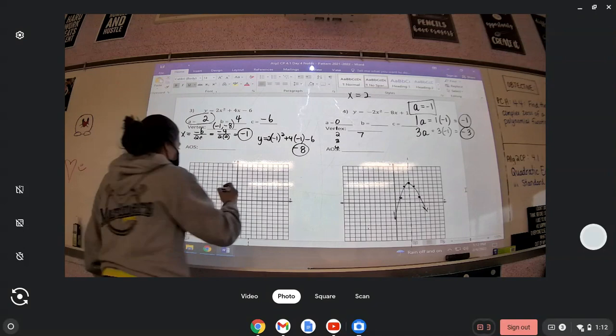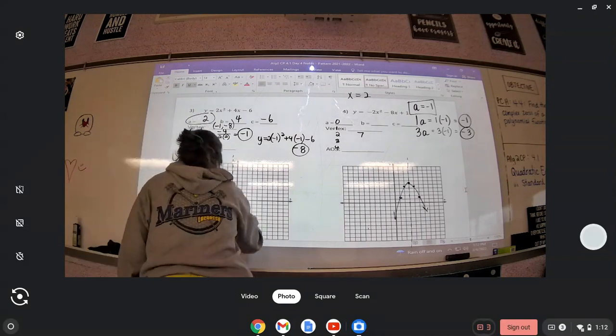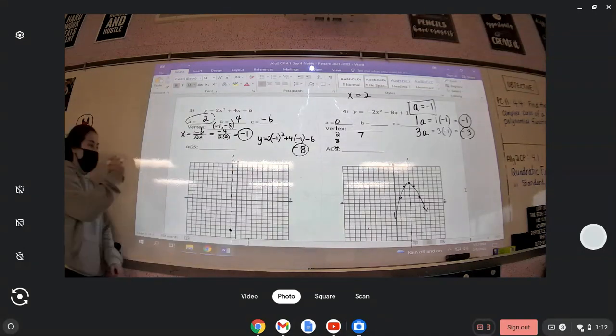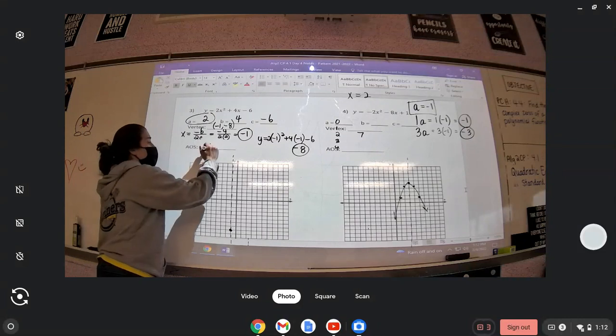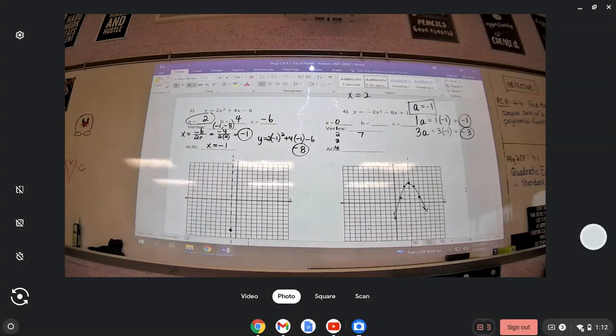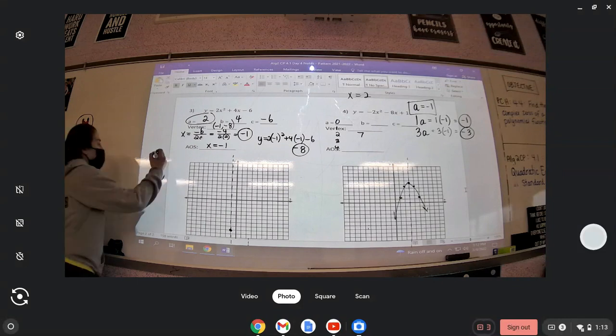Put your AOS up there to help you with your symmetry. What is the equation of our AOS? X equals negative 1, right? It's going to match the x-coordinate of our vertex. All right, so now you're either going to make a table and pick 2 x's to the right and 2 x's to the left, or you're going to use the pattern.